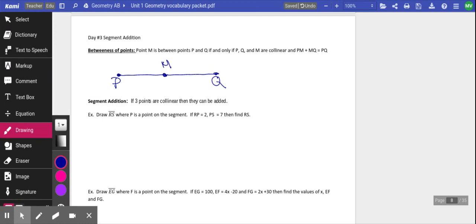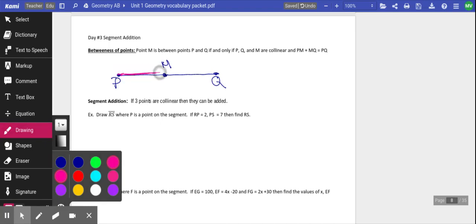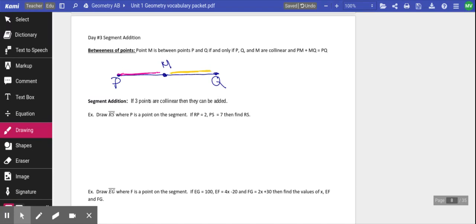This means that we have what's called segment addition, where if I take PM, which I'm going to highlight in pink, and add it to MQ, which I'm going to highlight in yellow, I get PQ, which is the whole blue thing. This is called segment addition. If 3 points are collinear, then they can be added together.